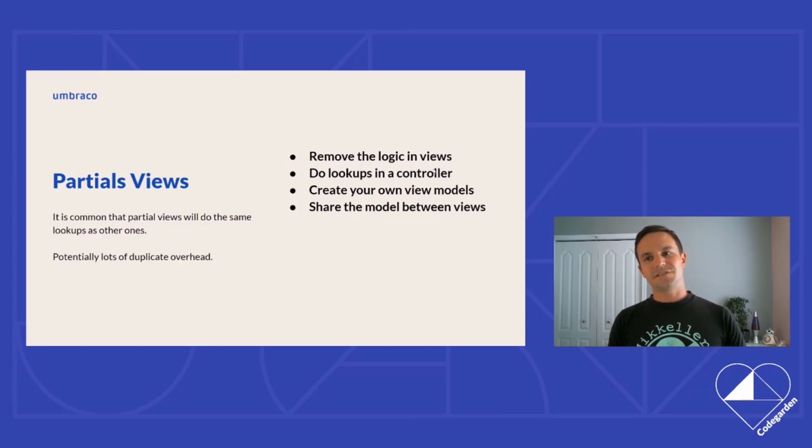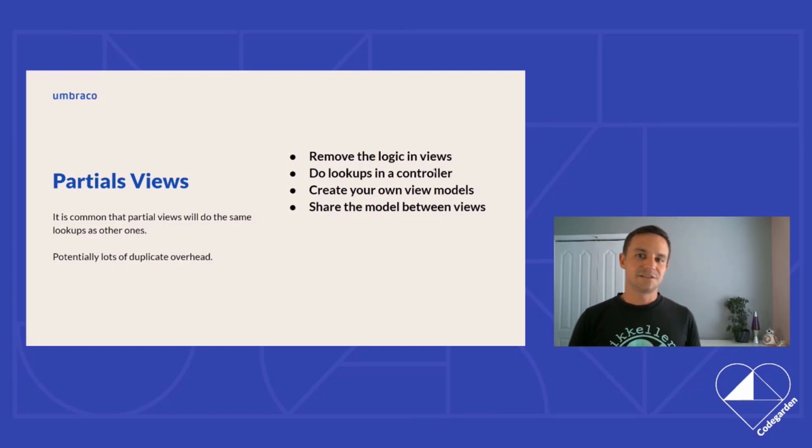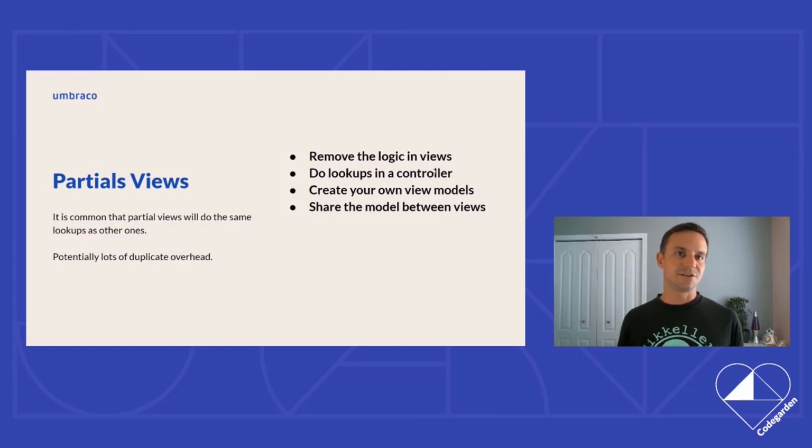So how do you fix this? Well, the right way is to do all of your logic in controllers. Create your own view models, pass those view models to your views, and then have those views pass the submodels to your partial views, all the way down. So that means that your front-end devs are only working with a strongly typed model that you've created and populated for the entire page in your controller.